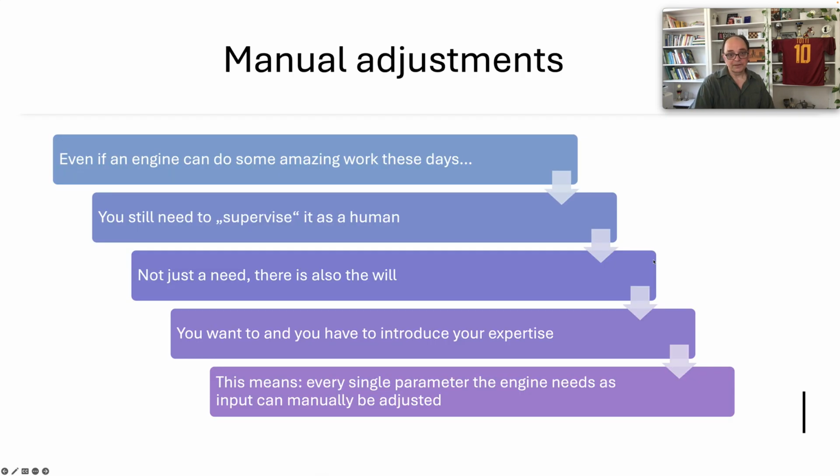But is it a drawback? Well, okay. Manual adjustment, I've been talking about this. Even if an engine can do some amazing work these days, you still need to supervise it as a human, right? We have to check it. I know what I input there and I know what comes out, but here or there, I have to be able to. Not just the need, there's also the will.